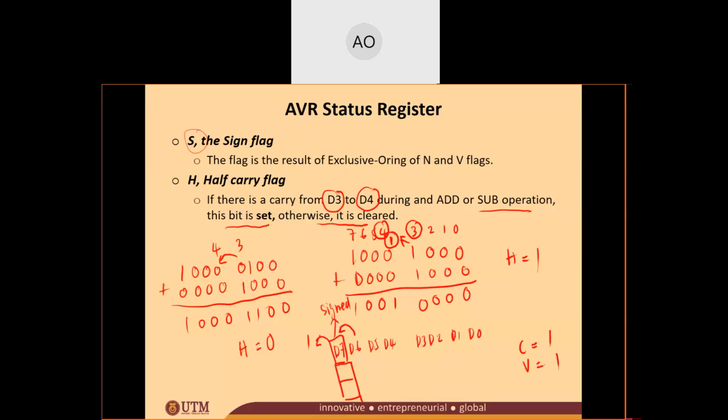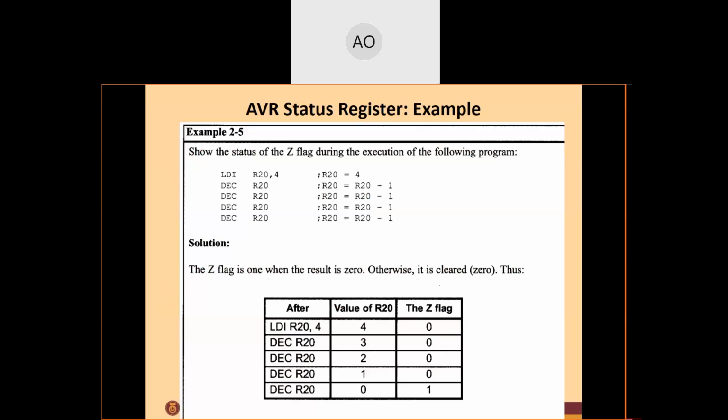Okay, so let's look at this example here. Okay, Coach Zuan is asking that when we get V equal to 1, is it a must that N equals 0? Okay, it depends on the result of your N. If bit 7 is 0, then N is 0. If bit 7 is 1, then N is 1.